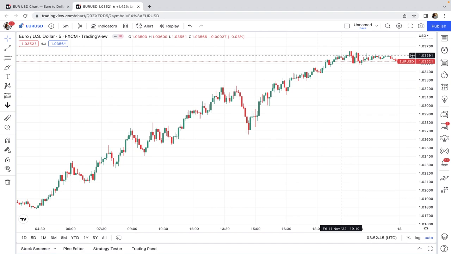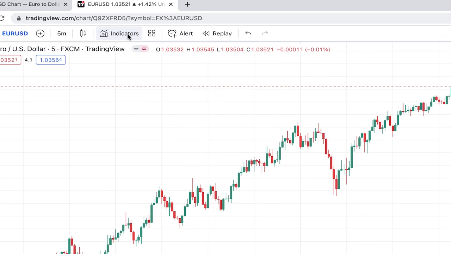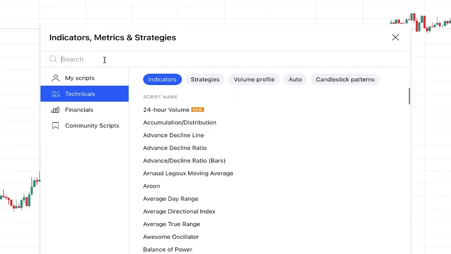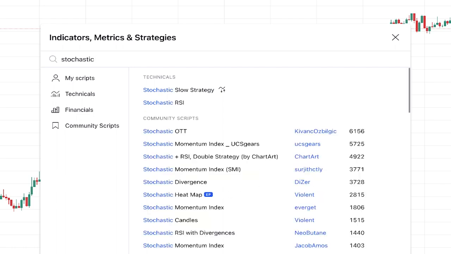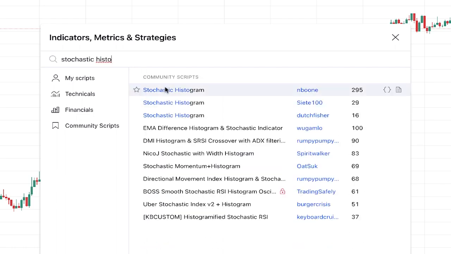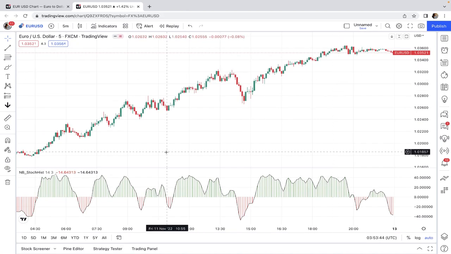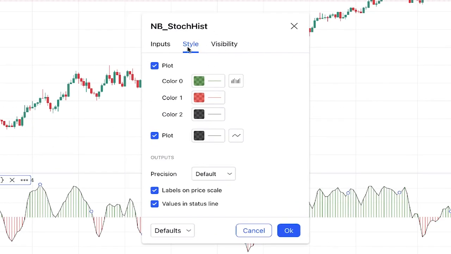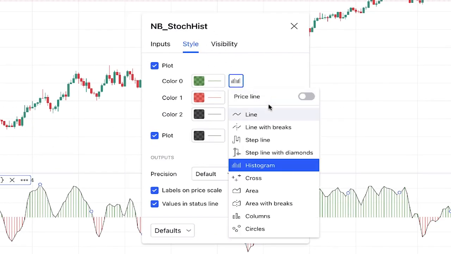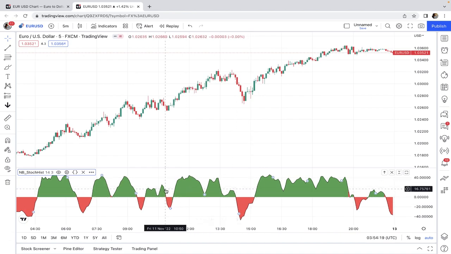In this scalping strategy, we have 3 indicators. For adding indicators, we click on indicators and we simply search the name. The first one that we want to add is stochastic histogram. This one, which is written by someone named N. Boone. We use this indicator with default settings and we only change its appearance. Here in the style tab, we set it on area. And now it better shows what is going on.